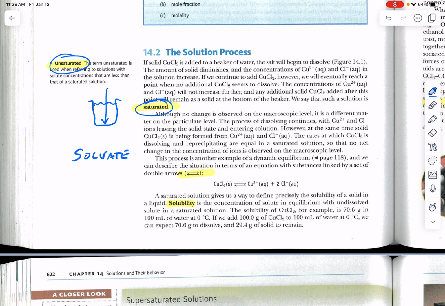Now, at the moment of saturation, you're at equilibrium. So we have that double arrows here, or maybe we could even just do this.